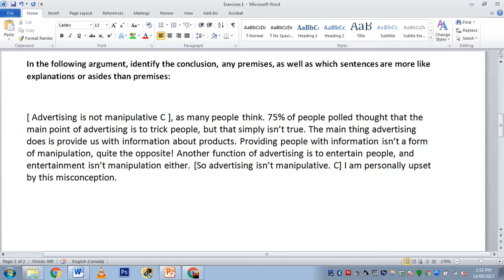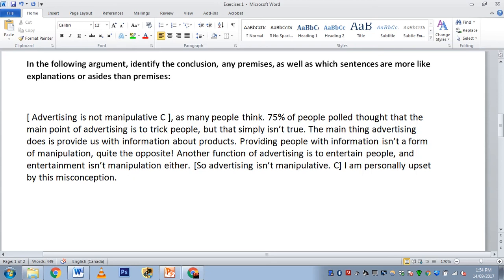I think it's still the conclusion. I think that's the conclusion. I think the conclusion of this is stated twice. And as many think is kind of just context for that conclusion. So saying that lots of people think that advertising is manipulative is really just contextualizing the conclusion, explaining some of the background for where the conclusion is.